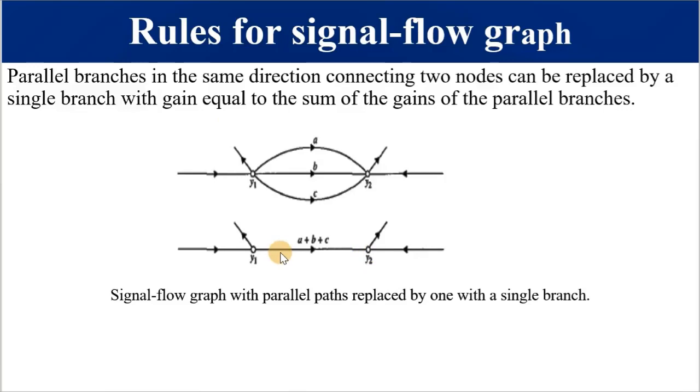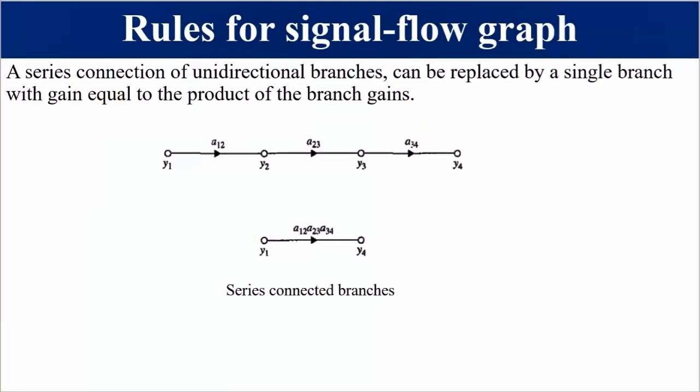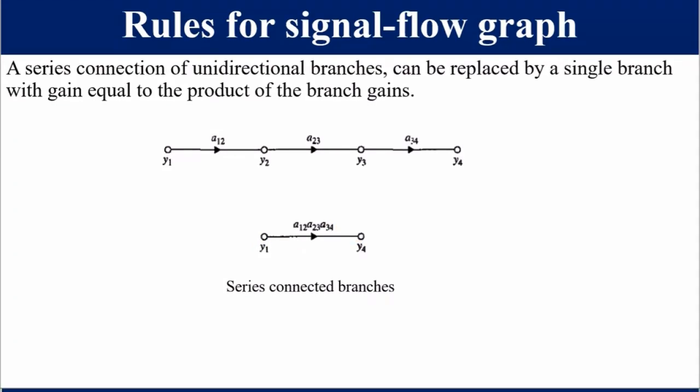This is easy, guys. We've looked at this rule, and we are saying a series connection of unidirectional branches. This is a series connection y1, y2, y3, y4 can be replaced by a single branch. This is a single branch with gain equal to the product of the branch gains. A1 times A2 times A3 is going to be the gain through this one branch. So it's a rule that can be used to replace a series connection of unidirectional branches by just a single branch.